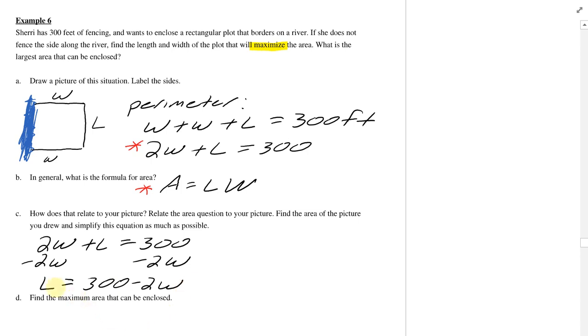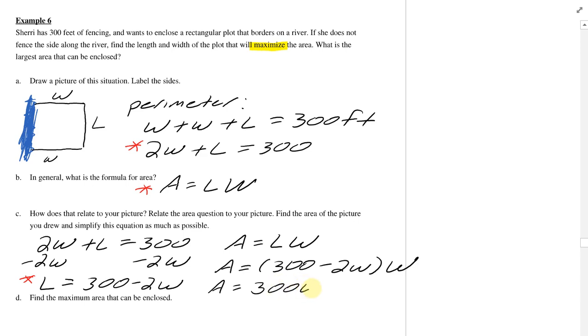So now that I know this, I can relate this back into my area equation. Where I see an L here in my area, I can now replace that with this new relationship that I've found. So I'm now going to write this as not just L times W, but with that new equation: 300 minus 2W times W. And what happens if I actually multiply this out? This becomes 300W minus 2W squared.